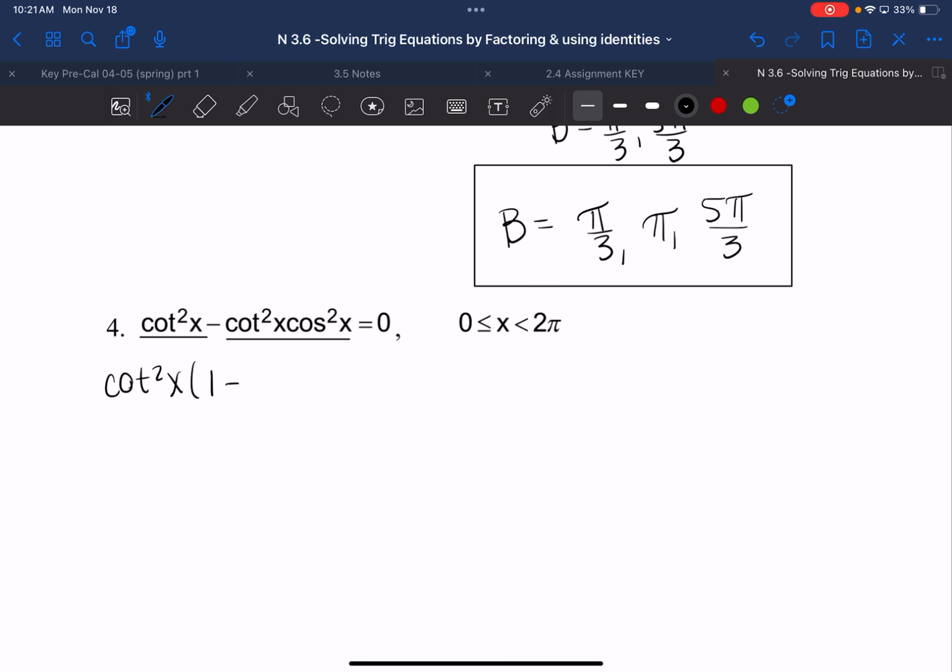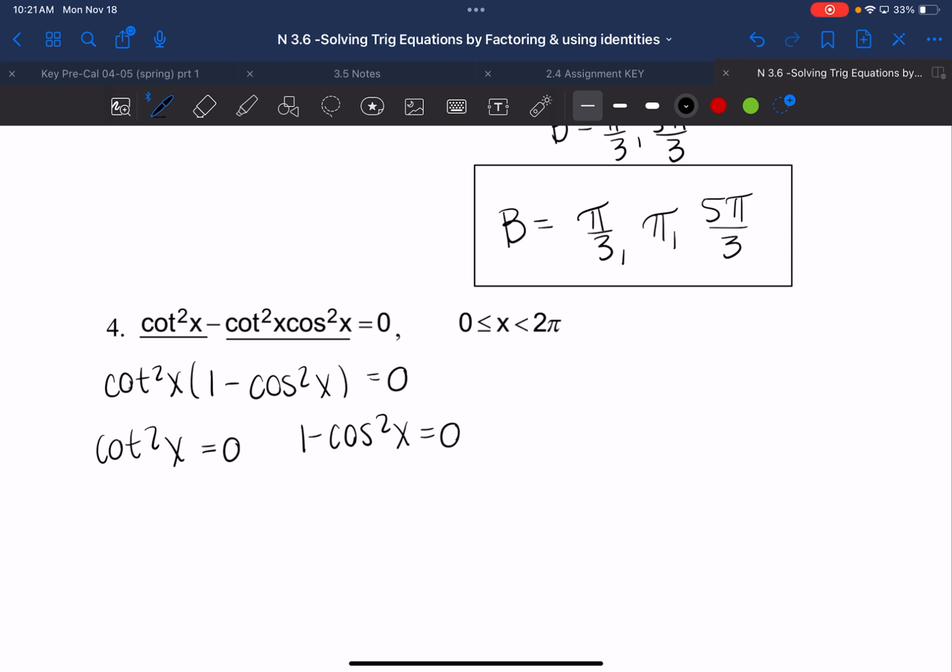Good. Minus cosine squared, good. Equals 0. All right. And now I've got my factors. All I have to do is take them and set them equal to 0, right? So I'm going to have cotangent squared of x equals 0. And 1 minus cosine squared of x is equal to 0.